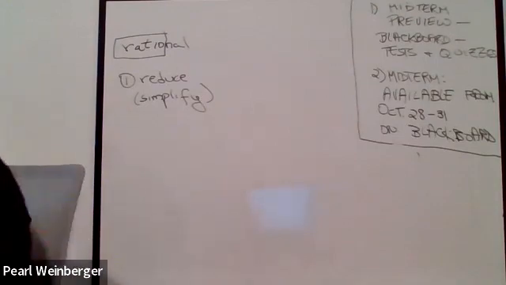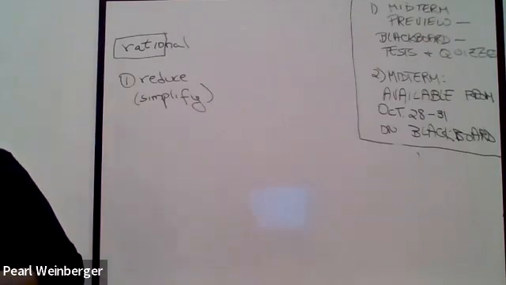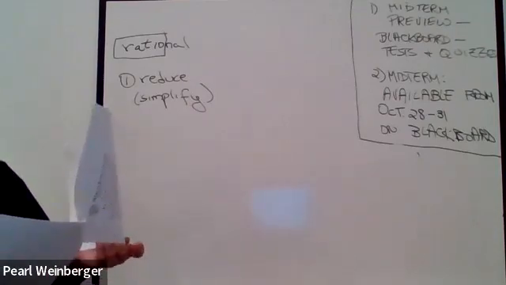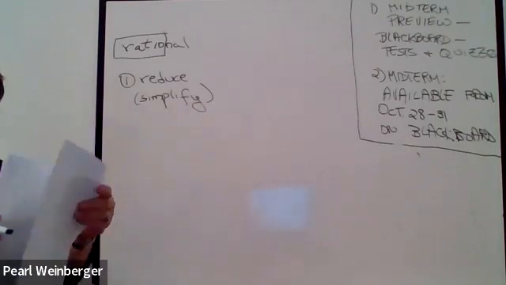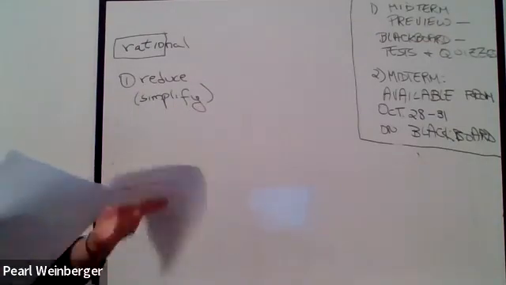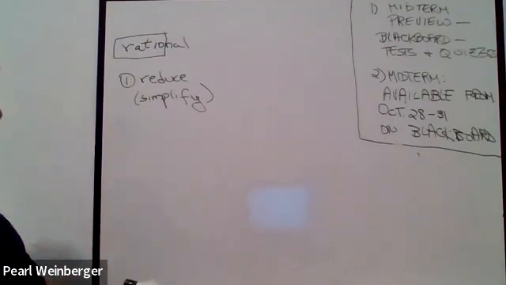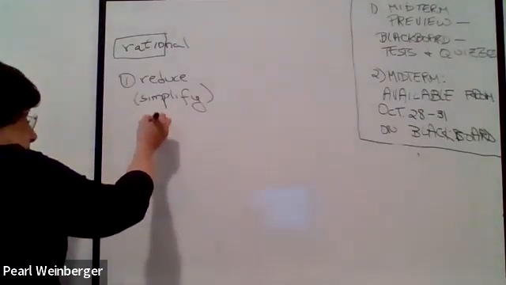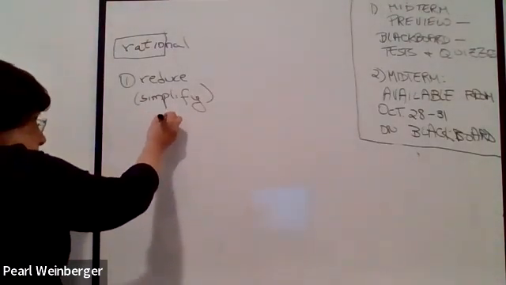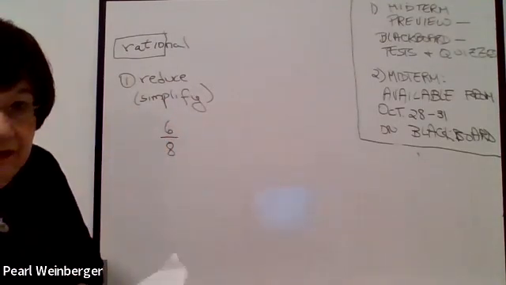Let's first look at a fraction that doesn't have any letters in it, just has numbers. And remember how we reduce those fractions, and then we'll go on to how we reduce fractions that do have variables in them. For example, if I gave you the fraction 6/8, and I said, reduce this fraction or simplify the fraction.